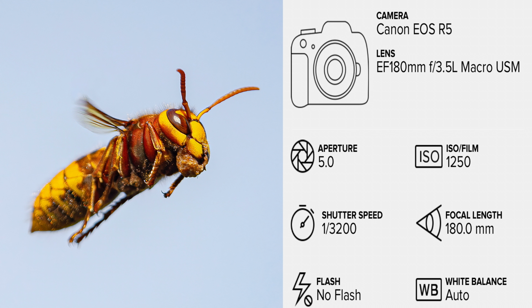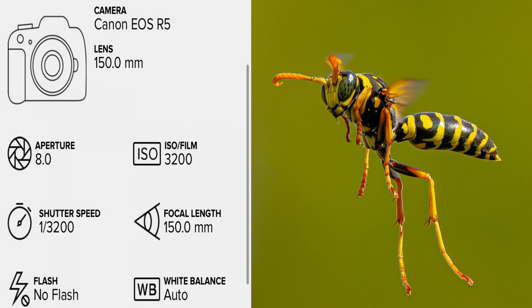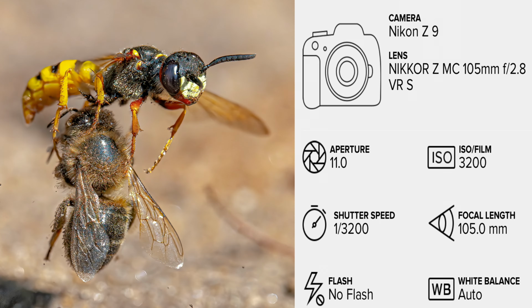This is the EF 180mm f3.5L macro USM on Canon R5. This is the Sigma 150mm non-stabilized on the Canon R5. This is the Nikon Z MC 105mm f2.8 VR S on a Z9.